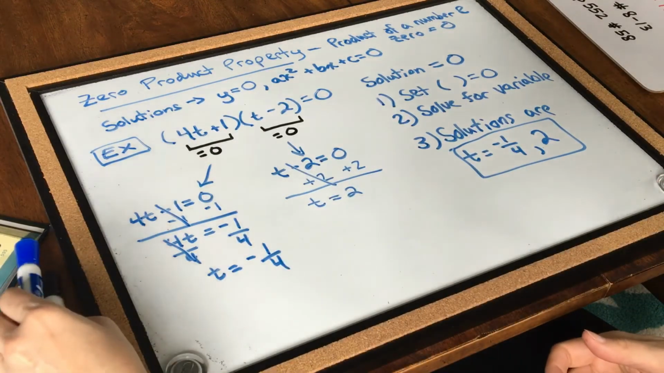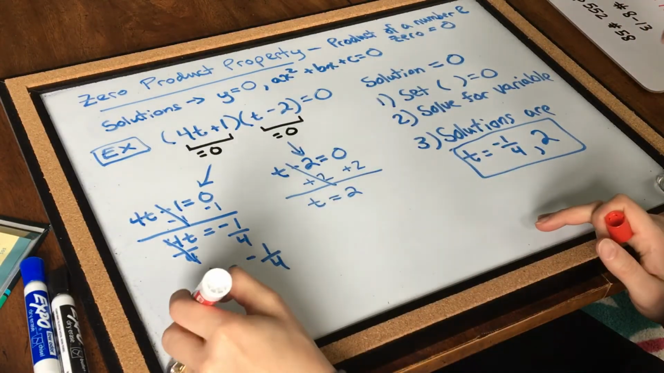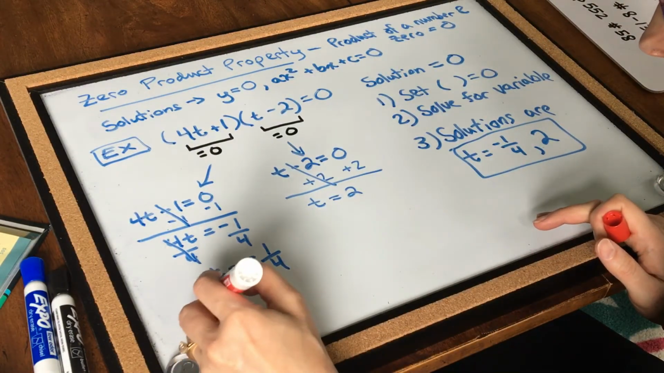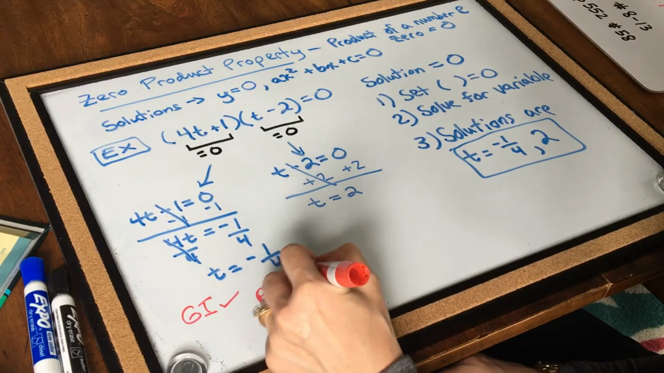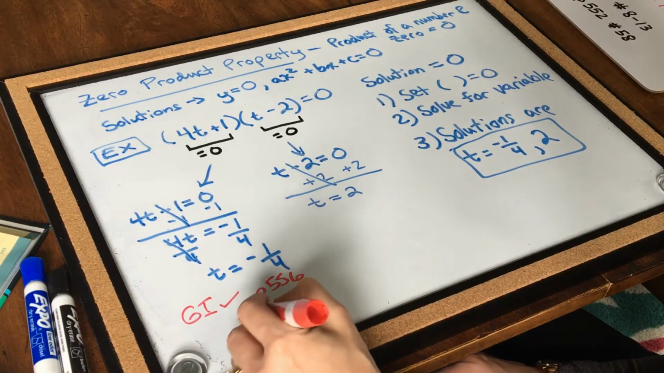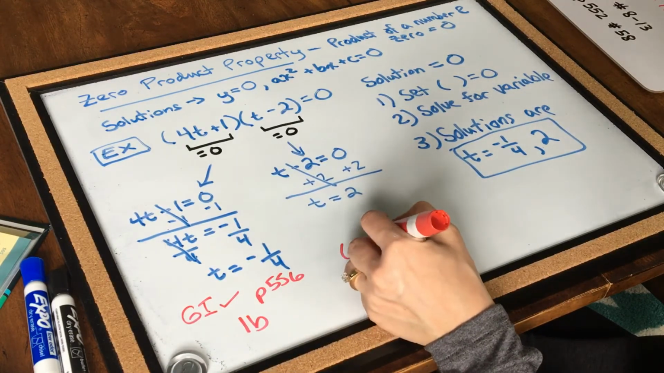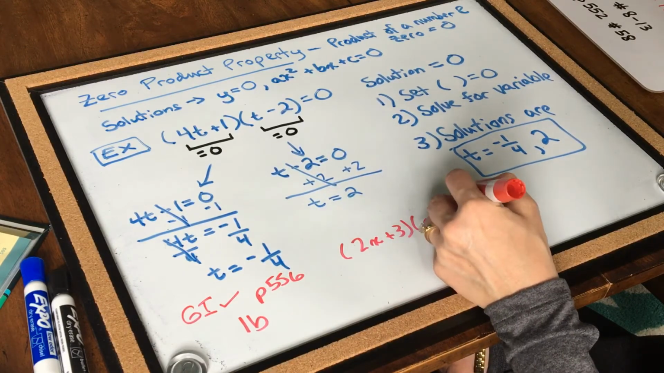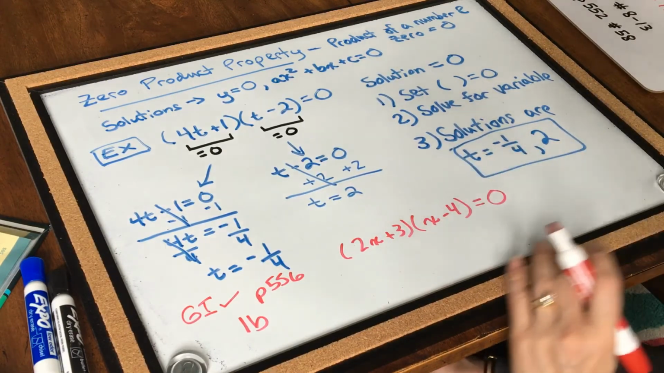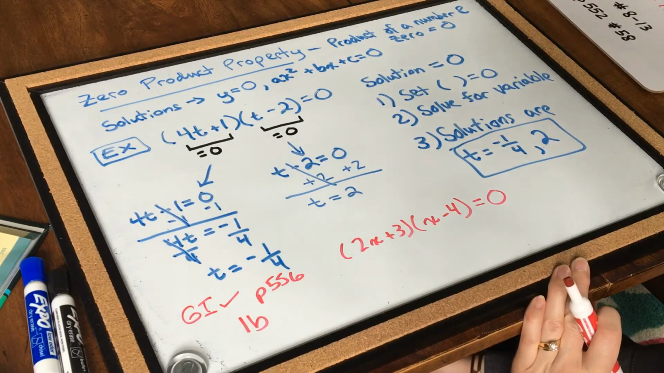It is time for your gotta check. Remember your gotta check was on page 556, and we were doing gotta check 1b. Our gotta check looks like this. We have 2x plus 3 times x minus 4 equals 0. So set your two parentheses equal to 0, just like we did above, and come back when you're ready.